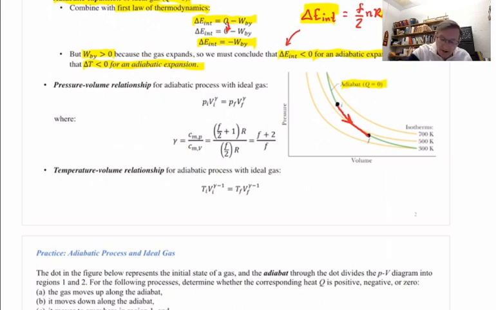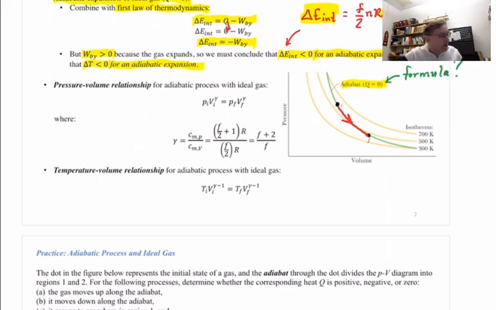What is the equation? What is the formula for an adiabat? We need to know that, okay? All right, I'm going to tell you what that is. Now, I'm not going to derive it, because it takes a number of steps.